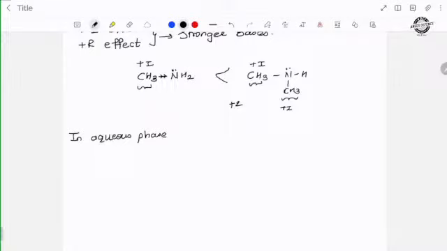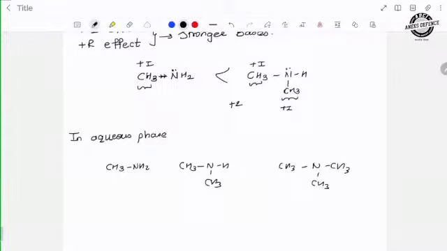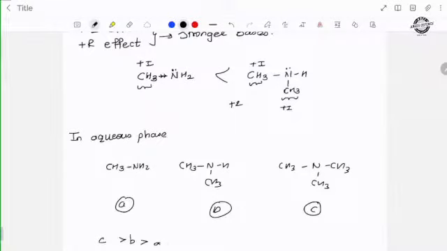In aqueous phase, I'm giving you three options. CH3NH2, CH3NHCH3, CH3NCH3CH3. Arrange it in increasing order of basic strength. Which will be more basic in nature? Third one. Okay. I'll write as A, B, and C. First, you said C is more basic, then B, then A. कोई बता सकता है ये स्टेटमेंट करेक्ट है कि गलत?